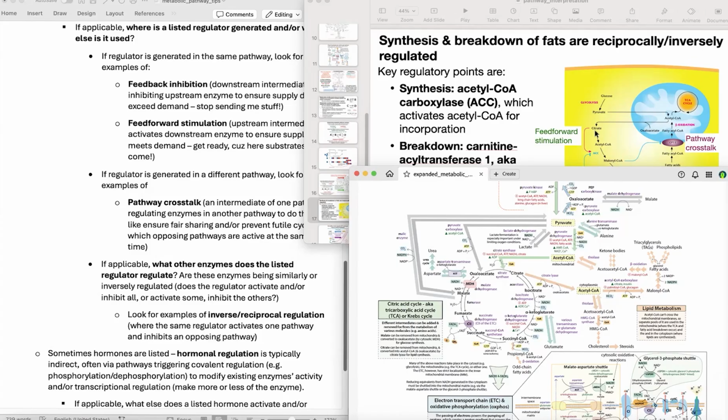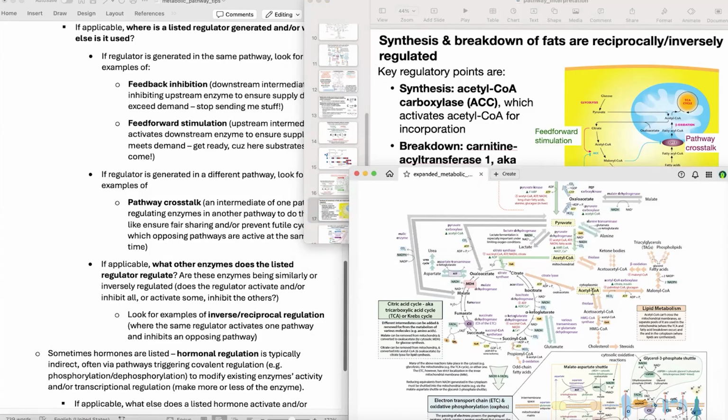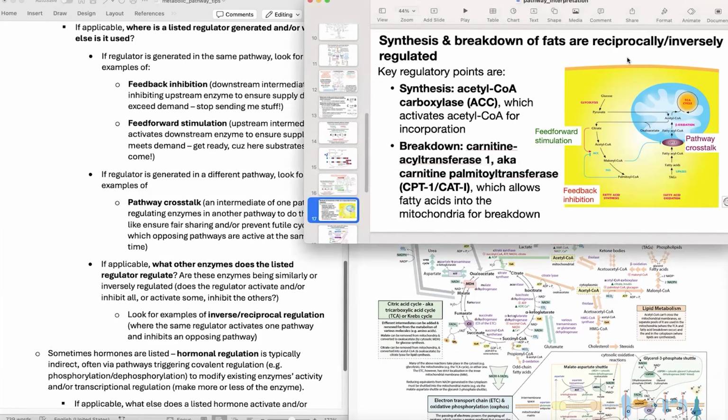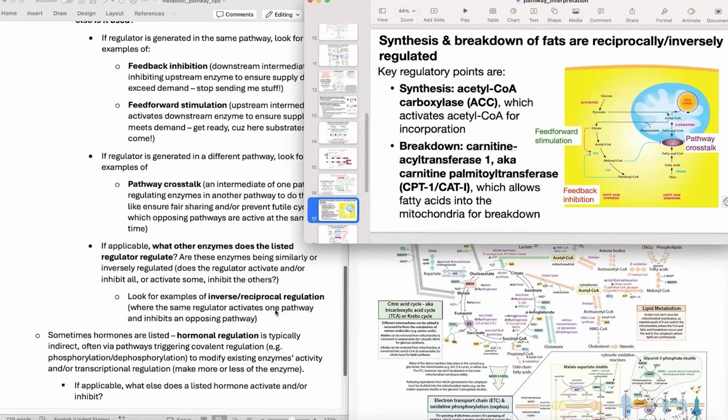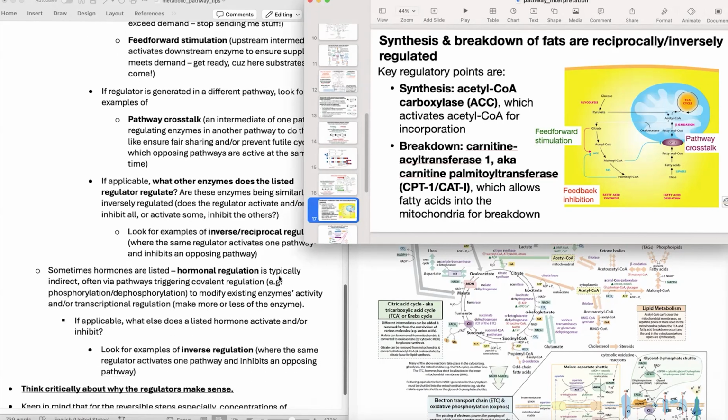And so if we're building up a lot of citrate, maybe we can't use it all for the citric acid cycle. We want to instead use it to store energy as fat. What can happen is that the citrate can then go and bind to and activate this ACC and help stimulate the production of these fatty acids. When you're making those fatty acids, you're generating this malonyl-CoA, and this malonyl-CoA is now going to inhibit the breakdown of fatty acids. So this is an example of reciprocal or inverse regulation, where the same regulator is going to activate one pathway and inhibit an opposing pathway.